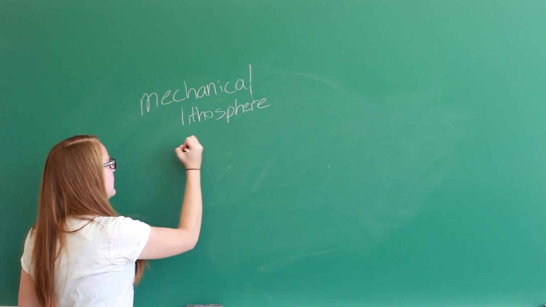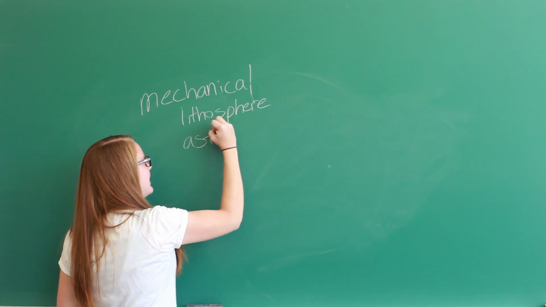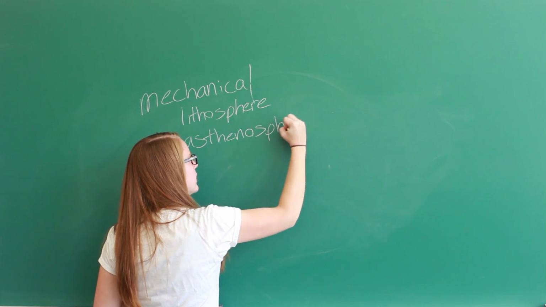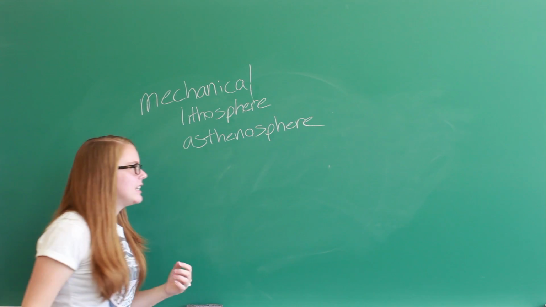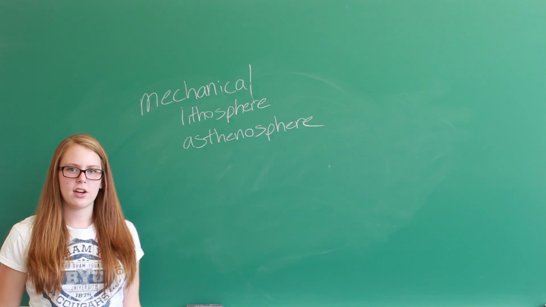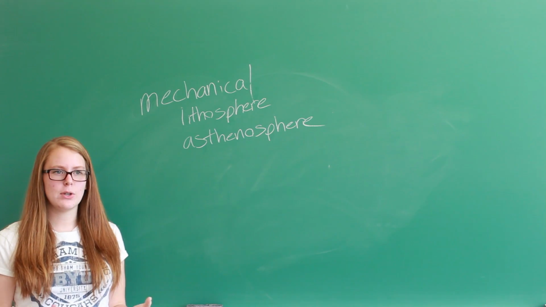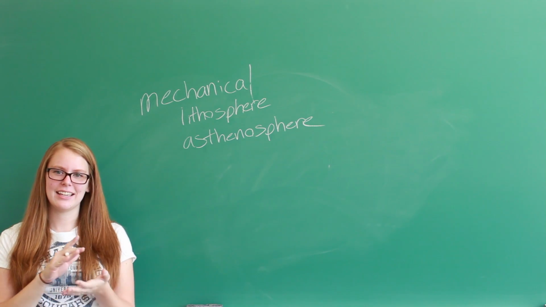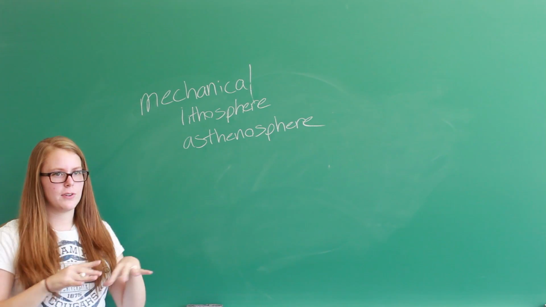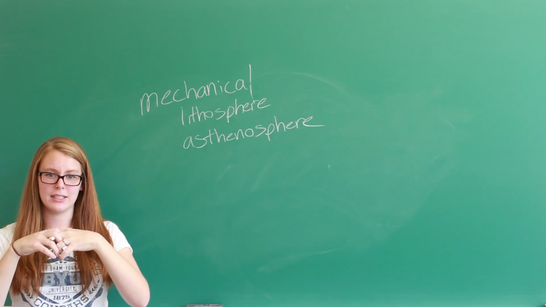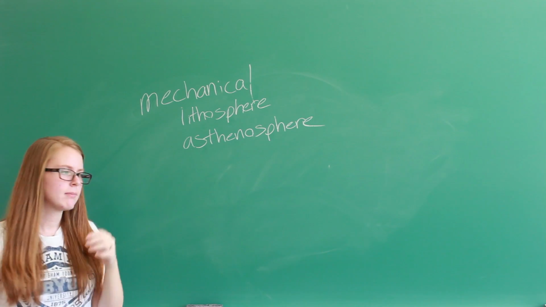Our next one is the asthenosphere. Our asthenosphere is what drives our plate tectonics. It's very plastic in nature is what we like to call it. You can equate it to a consistency like silly putty. The lithosphere rides on top of this asthenosphere and makes the continental plates crash into one another.